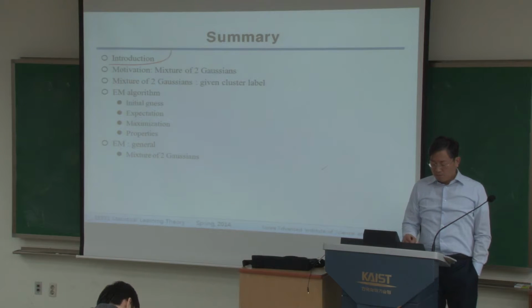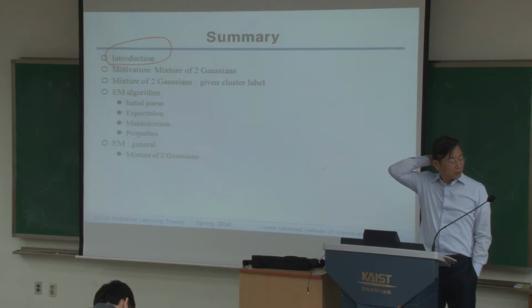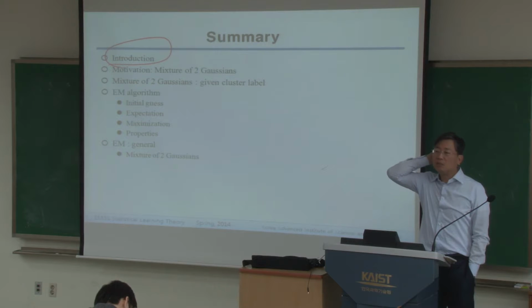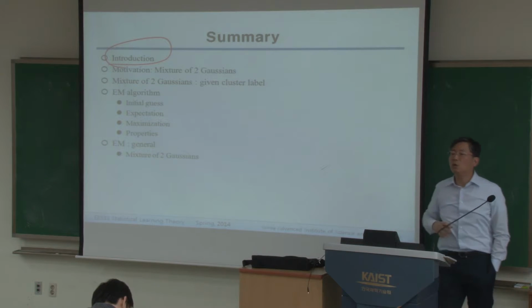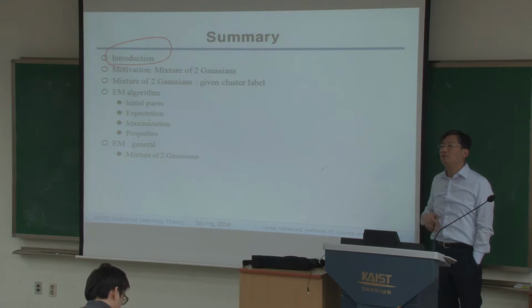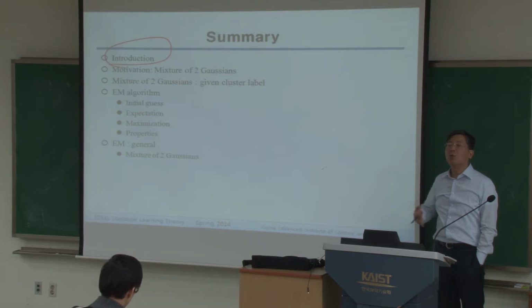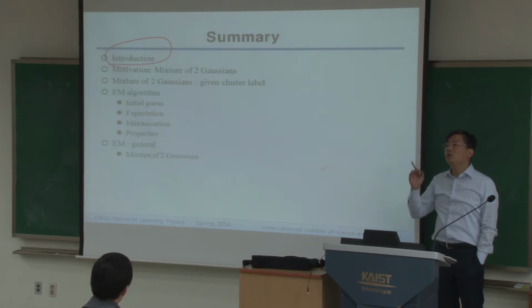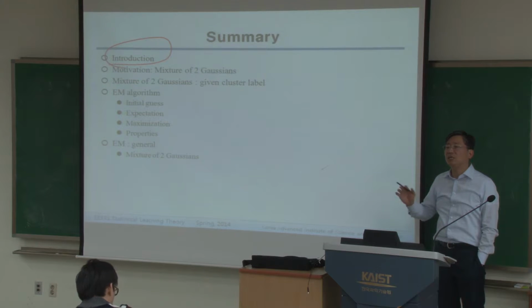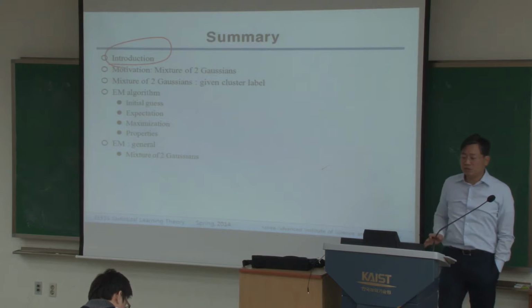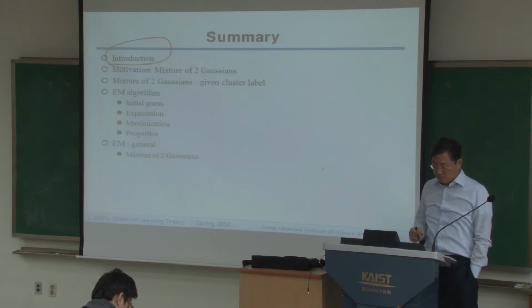a little bit of introduction. What is EM? EM is an iterative way of finding the maximum likelihood solution, or it could be used to find the maximum a posteriori solution when taking the derivative and setting it equal to 0 is difficult. Okay? Then you may do EM.